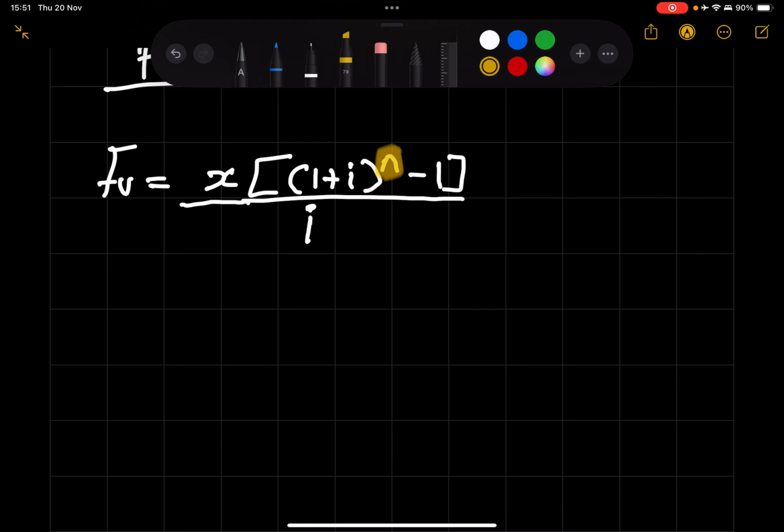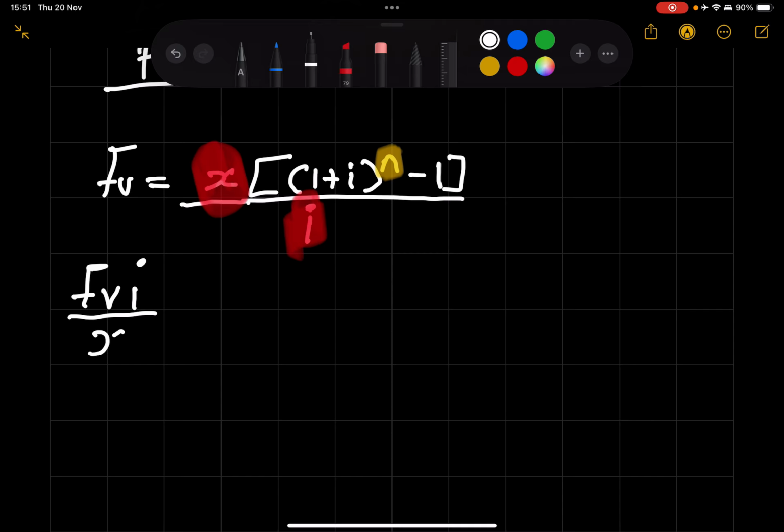So what I'll firstly do is I have to move the x and the I. Now let's see. I is what? I is dividing. So on the left, it must multiply. So I'm going to have FVI. And then you can see that x is multiplying, so it has to divide on that side.